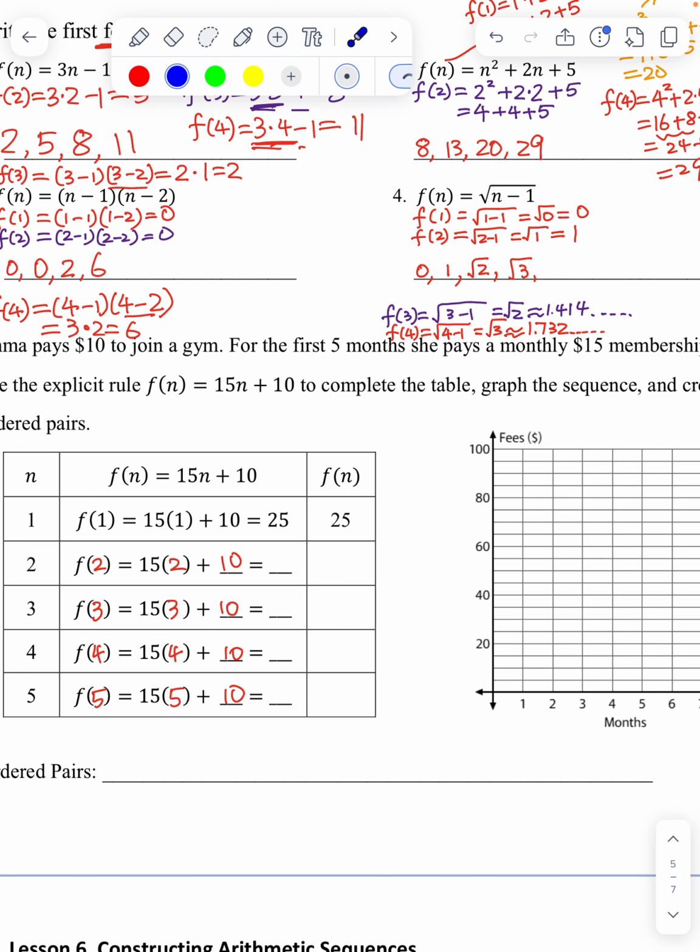Okay, let's do the second one. 15 times 2, that's 30. 30 plus 10, that's 40, right? So this is 40. Number 3, 15 times 3, that's 45. 45 plus 10, that's 55, right? 55.